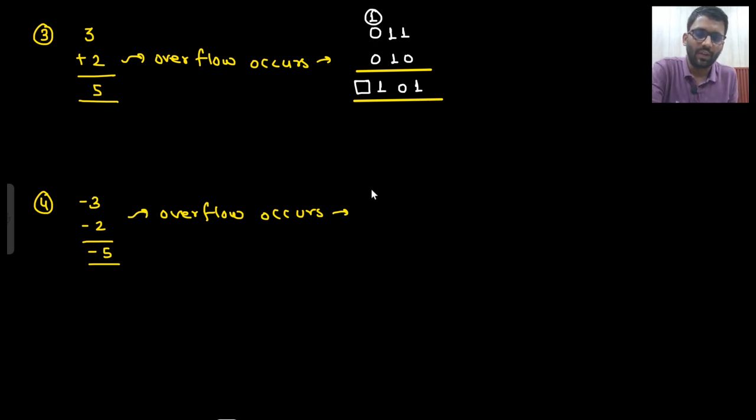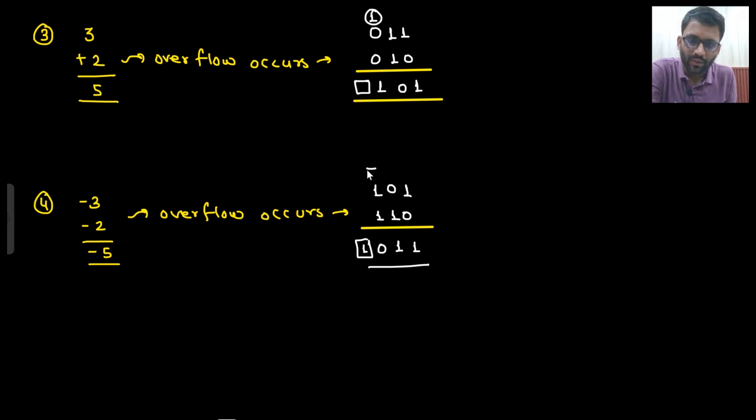Minus 3 and minus 2. So how will you represent minus 3? 1 0 1. How will you represent minus 2? That would be 1 1 0. Perform the addition. What will you get? 1 plus 1 is 0, and you get 1 carry here. Here you did not get any carry.